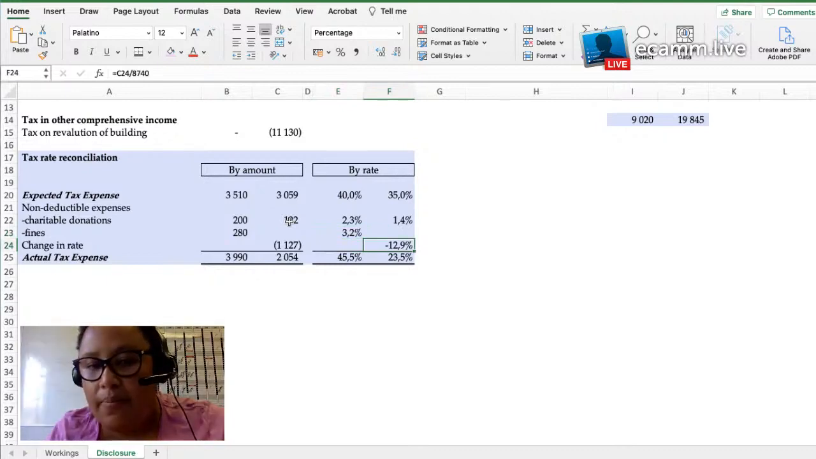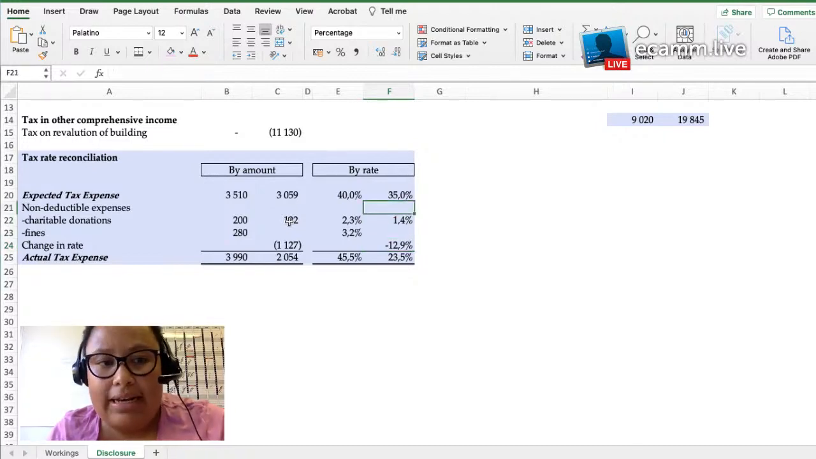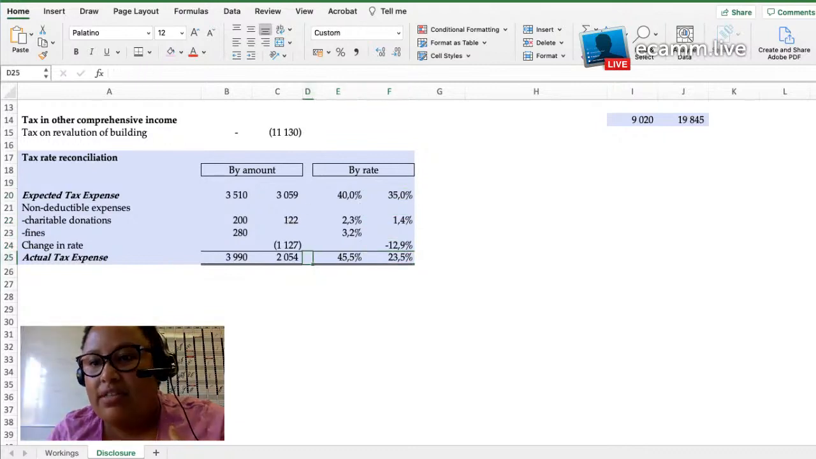I will post this example, the memo, to Vula afterwards, but not immediately. I need to jump to a meeting, sorry, I'm running late. And that's the tax rates that have been reconciled.